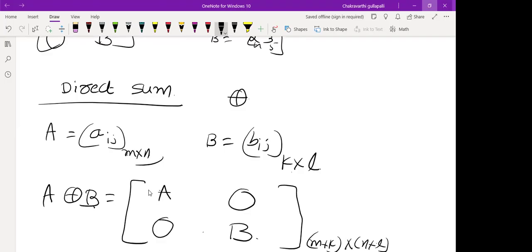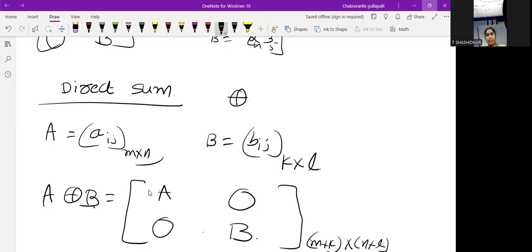You have studied direct sum of subspaces in your courses. So that direct sum application for matrices is this. We are going to arrange matrices diagonally, remaining all zeros. This is what is called the direct sum of two matrices. You can extend it to 3 also.